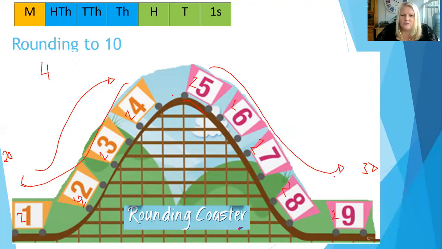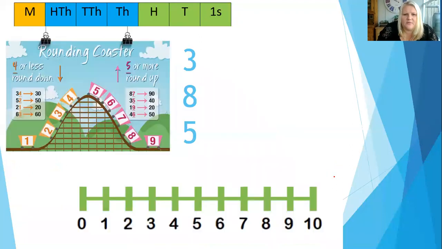So 4 and below rounds down, 5 and up rounds up. Let's have a look at that in a bit more detail. If we look at this on a number line, we've got to start with the number 3. The quickest way, you can almost imagine it's like a game of tag or something like that, where you've got to get to a safety zone and you have to get to your closest safety zone.